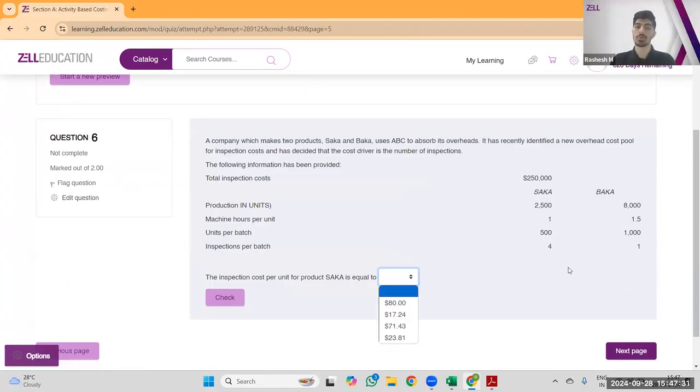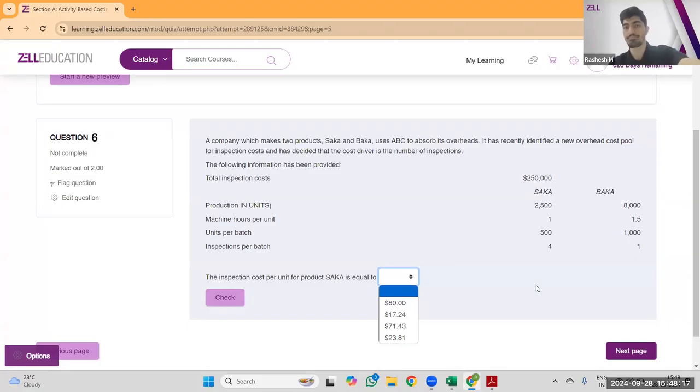I'll read the question. You all attempt the question. A company which makes two products, Saka and Baka, uses ABC. It has recently identified a new cost pool for inspection costs and has decided that the cost driver is the number of inspections. Inspection costs are 250,000. The table gives products, machine hours, units per batch, and inspections per batch. It's very similar to the cake example that we had taken. Use the cost driver, number of inspections, and find out only for Saka. No need to do it for both. Whatever ratio is there for Saka is what you all need.